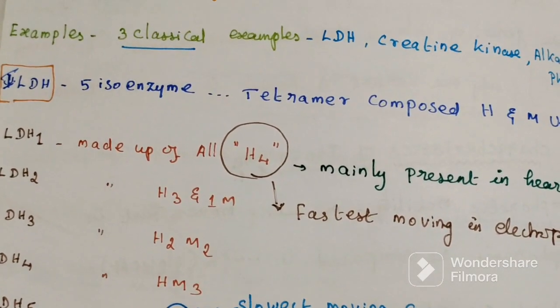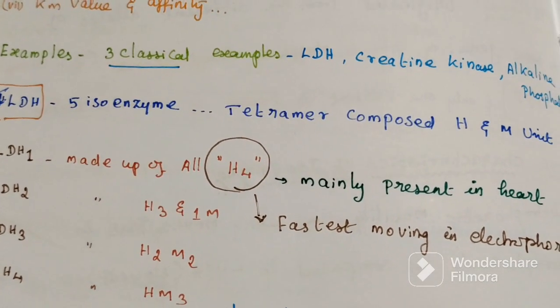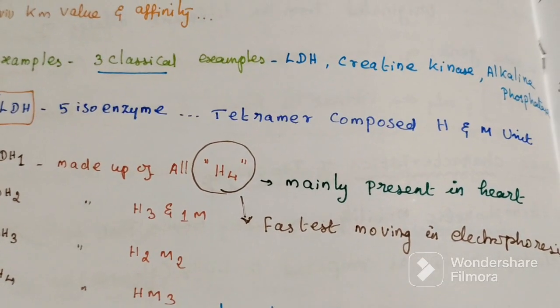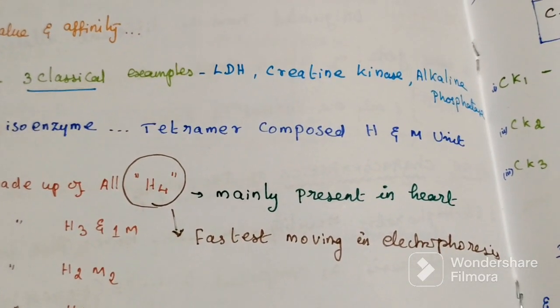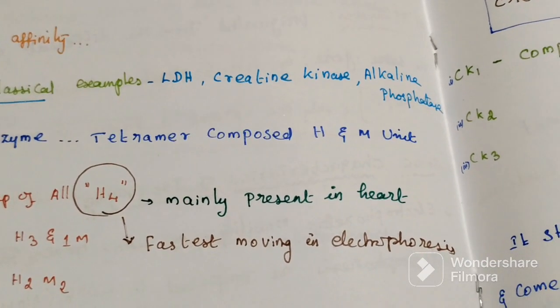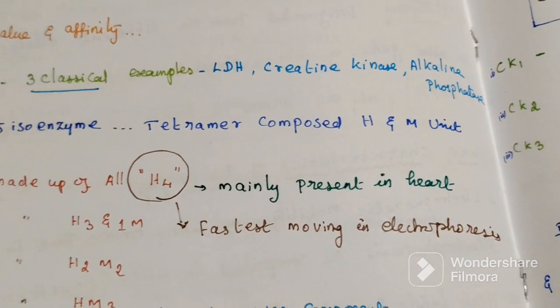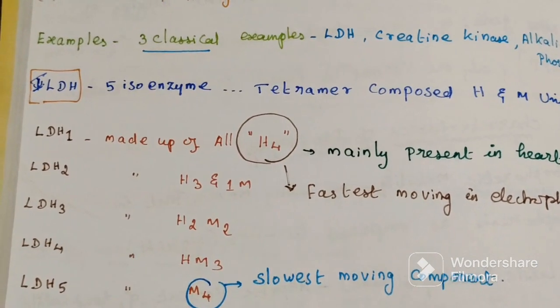Now coming to the examples. There are 3 classical examples. LDH, second one is creatine kinase, third one is alkaline phosphatase. So first one is LDH.